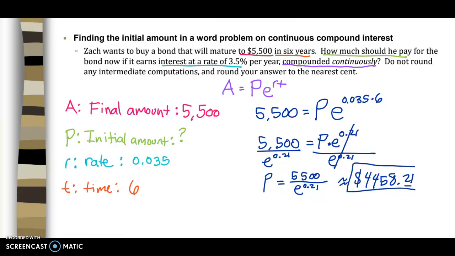So Zach would need to invest this much money or buy this bond for this much money in order to get out $5,500 in 6 years.